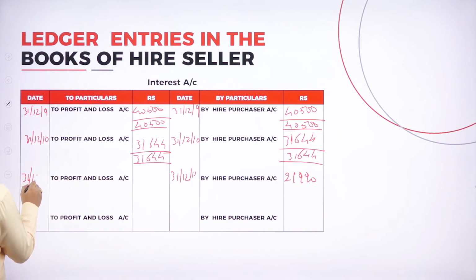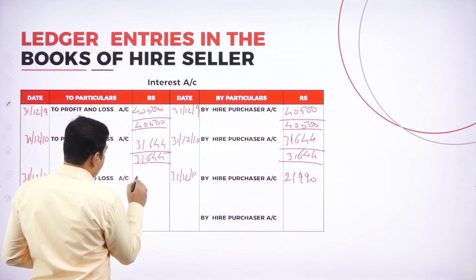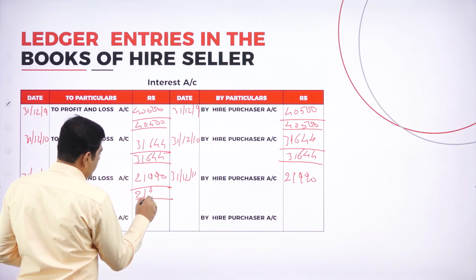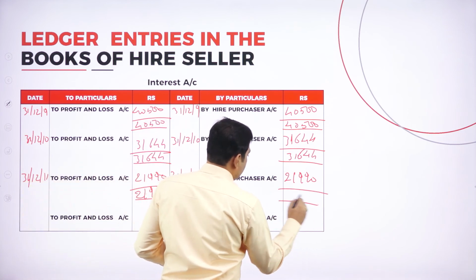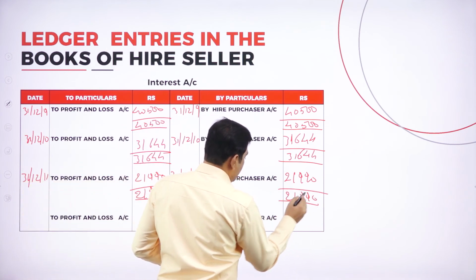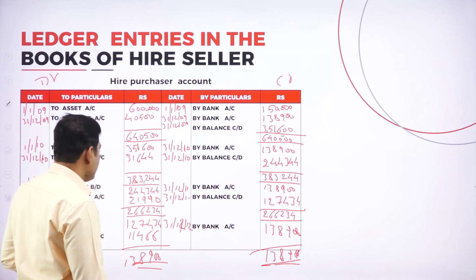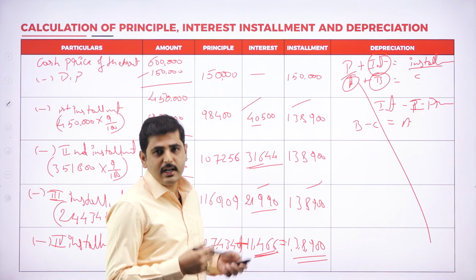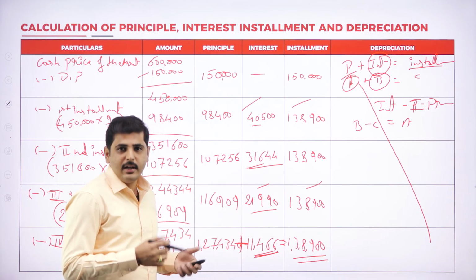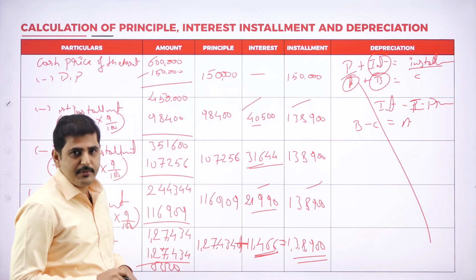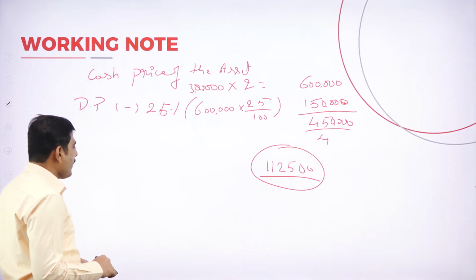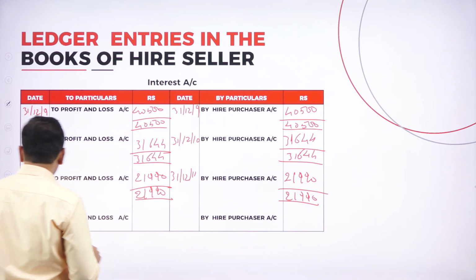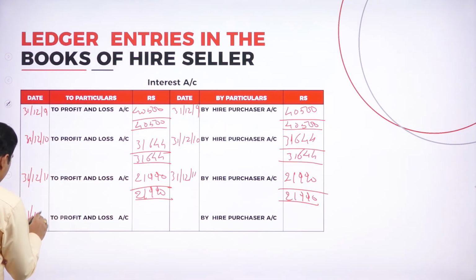Again come to the last date. It should be transferred to profit and loss account. Then it is 21,990. Again tally both the sides, 21,990, 21,990. Let's come to the last year. Last year's interest is 11,466. Last year also we have to transfer the amount. We should show the interest receivable, then the interest received, and it should be transferred to profit and loss account. So it is 11,466. Again, last year 31st/12/2012.